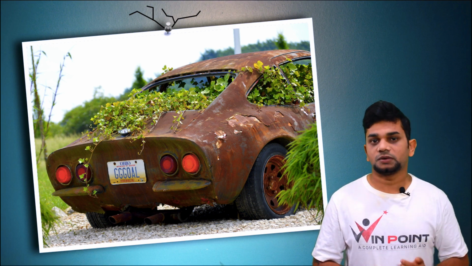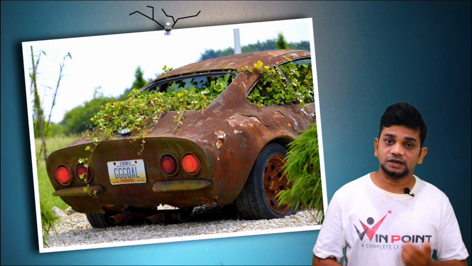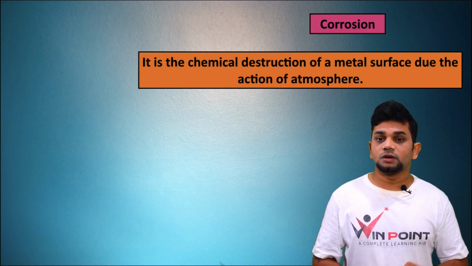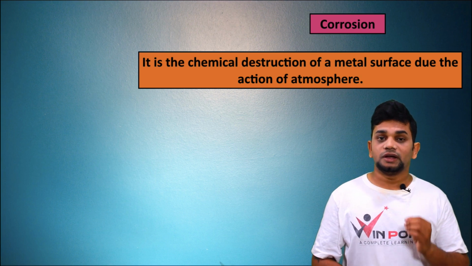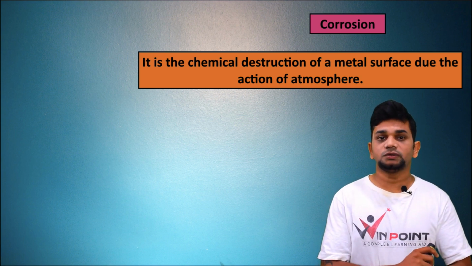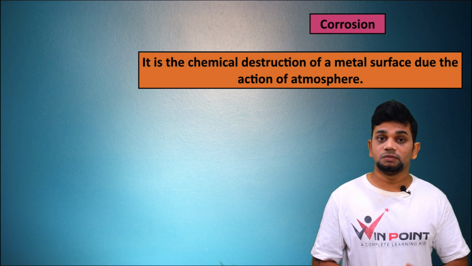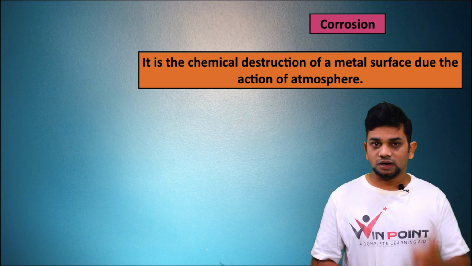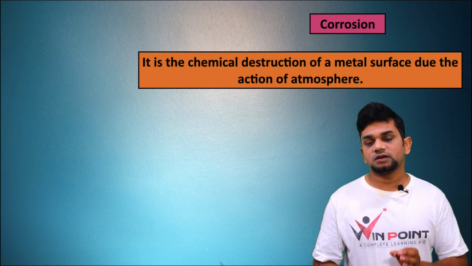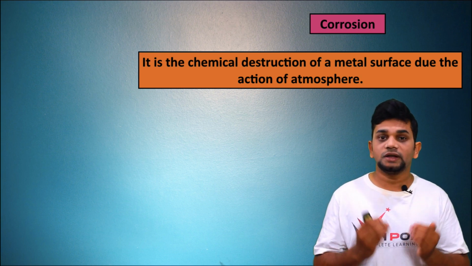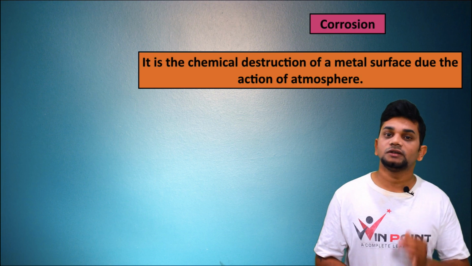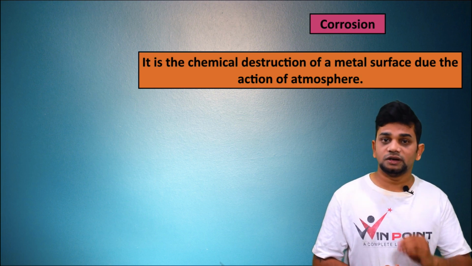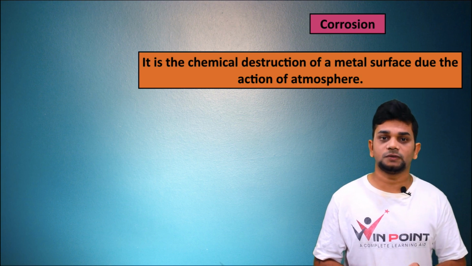So we can define corrosion. It is a chemical destruction of metallic surface due to the action of atmosphere. Action of atmosphere means it may be water, it may be oxygen, other particles present in the air. So we can conclude that chemical destruction of metallic surface due to the action of atmosphere is known as corrosion. There are different types of corrosion. Now we are going to discuss the different types of corrosion, examples of corrosion.